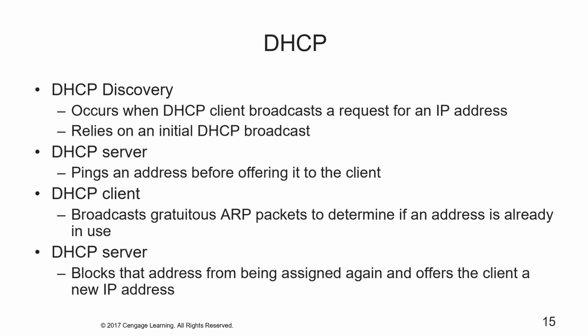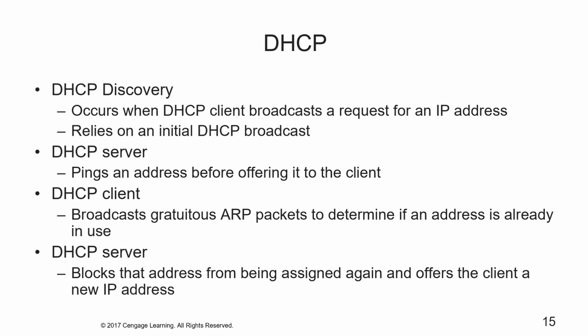So DHCP again. DHCP discovery occurs when a DHCP client broadcasts a request for an IP address, and that relies on an initial DHCP broadcast. A DHCP server pings an address before it offers that address to the client. The DHCP client broadcasts gratuitous ARP packets to determine if an address is already in use, and a DHCP server blocks that address from being assigned again and offers the client a new IP address.